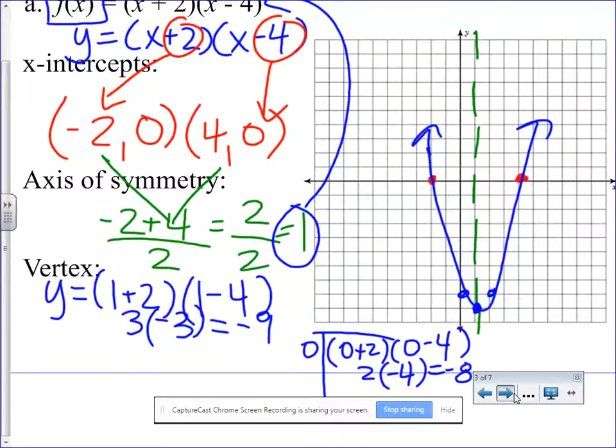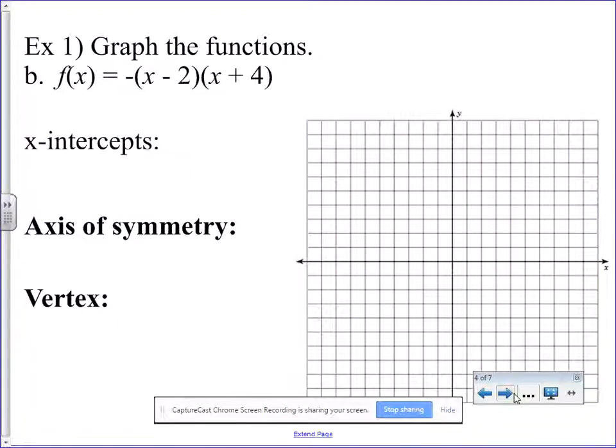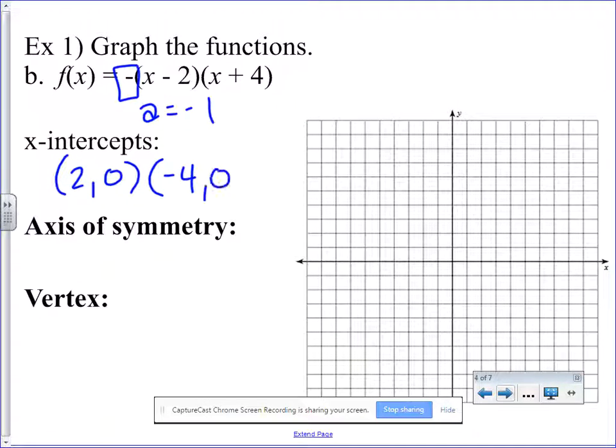Let's try a couple more examples. All right, this is the same idea, except for this negative in the front, which we know means A is negative 1. So everything else is the same besides that. So my x-intercepts, remember, you're going to change your sign. It's going to become a positive 2 and a negative 4. I guess these are different, so let's switch. So negative 4, 0. Positive 2, 0. Points here.